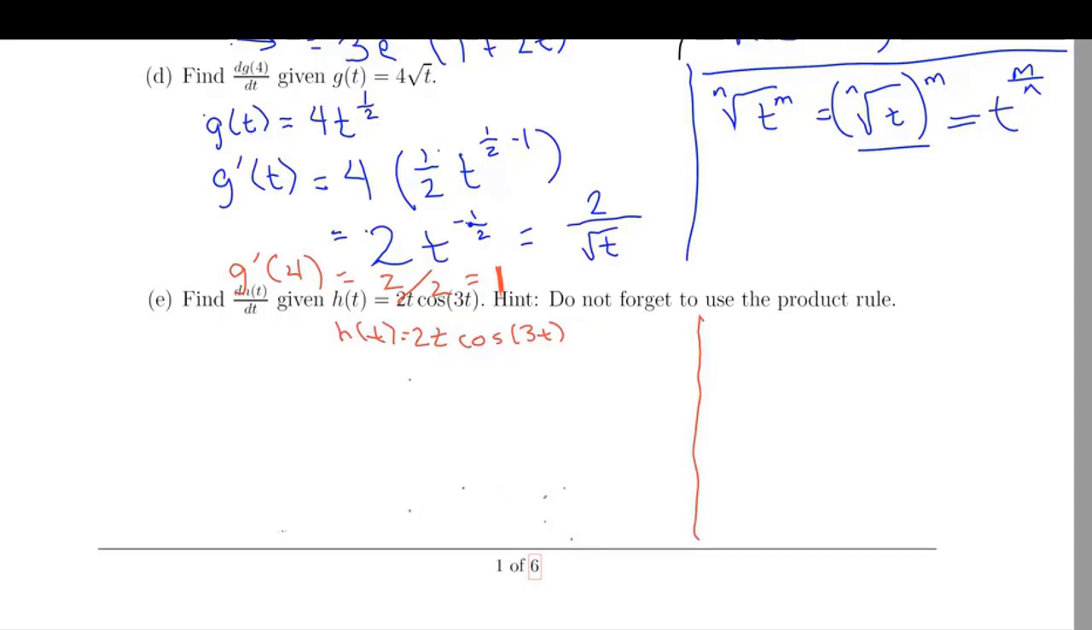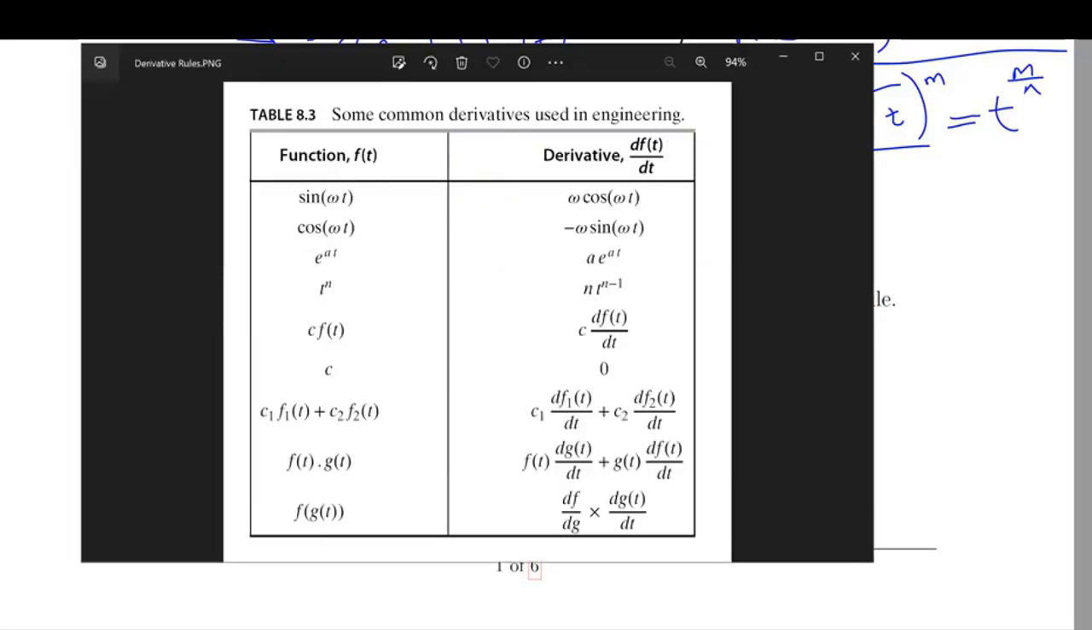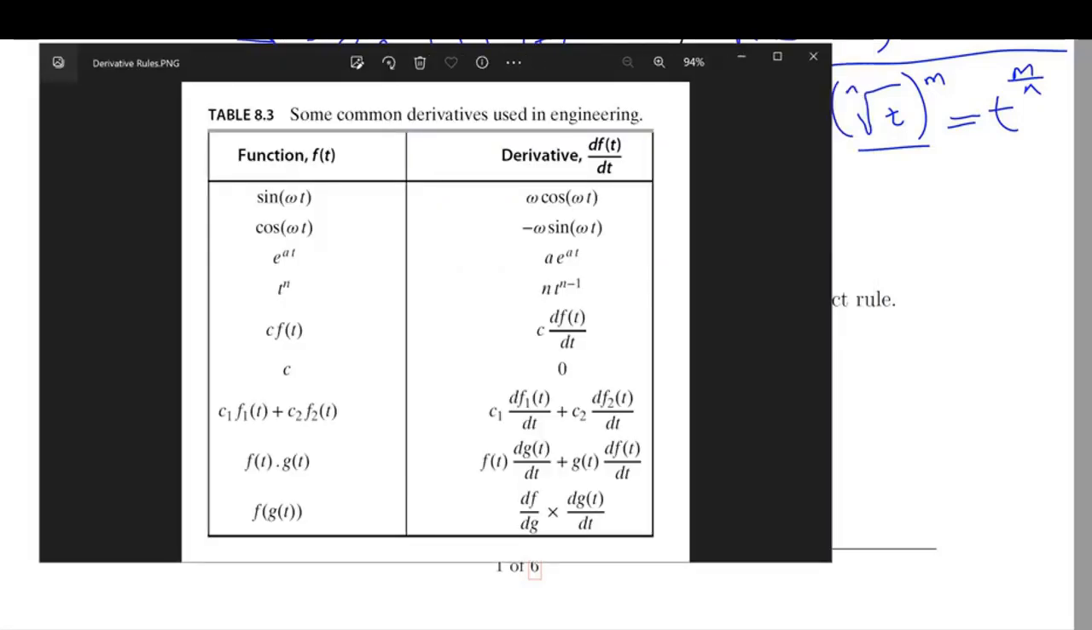On this formula sheet, do you see anything that looks like 2t cosine of 3t? I have a cosine function, and I also have a t function. T to a power. Even though t is only to the power of 1, it's still t to a power. So as you can see, I have two different functions multiplied together, which means I have to use the product rule.